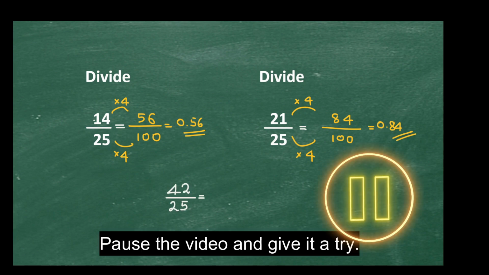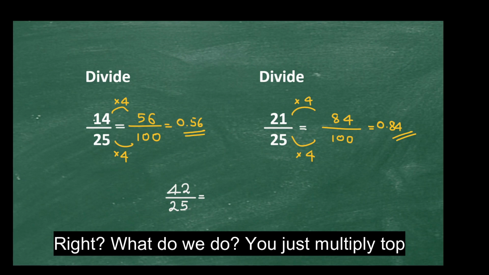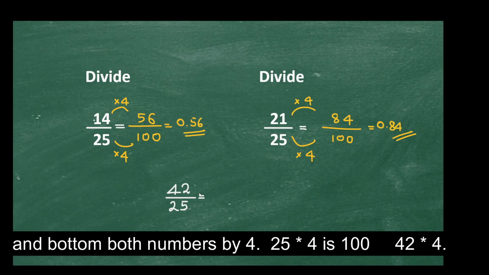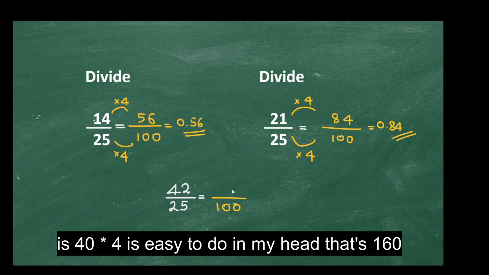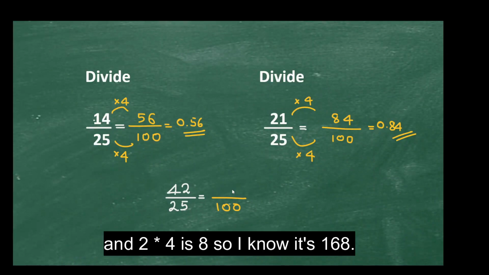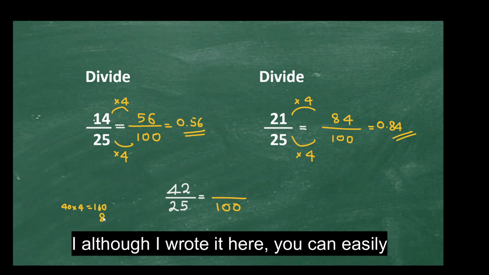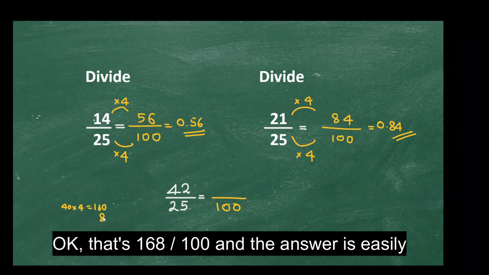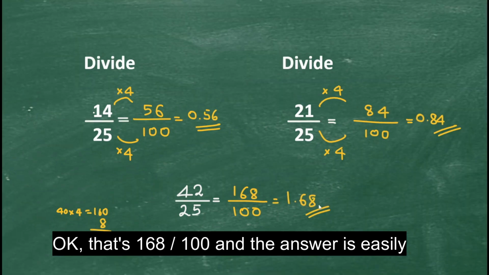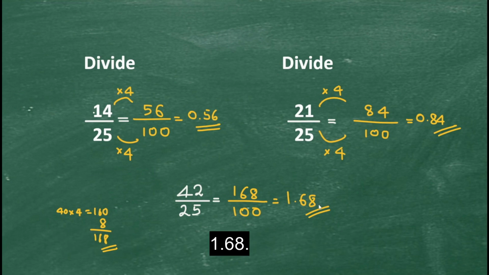Pause the video and give it a try. Right, what do you do? You just multiply top and bottom both numbers by 4. 25 times 4 is 100. 42 times 4. Now here, what I think is 40 times 4 is easy to do in my head. That's 160. And 2 times 4 is 8. So I know it's 168. Although I wrote it here, you can easily do this in your head. Okay, that's 168 divided by 100, and the answer is easily 1.68. Done and dusted.